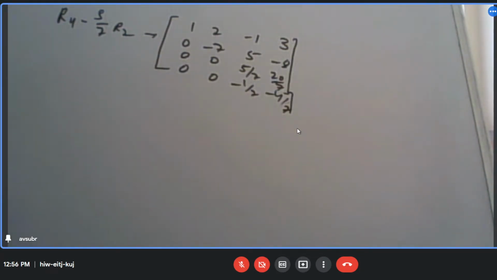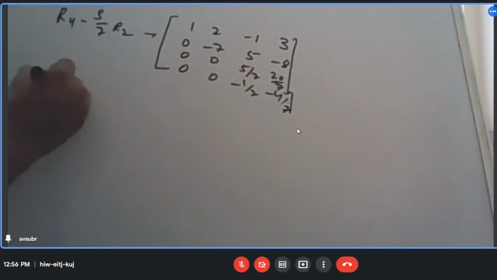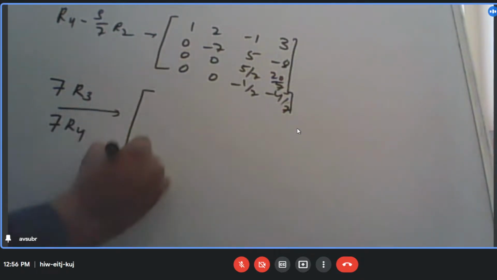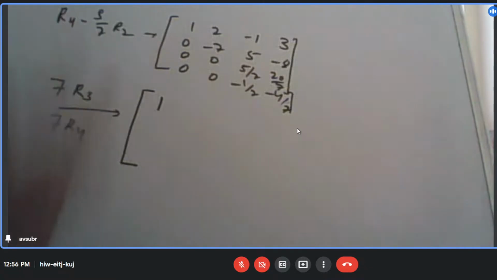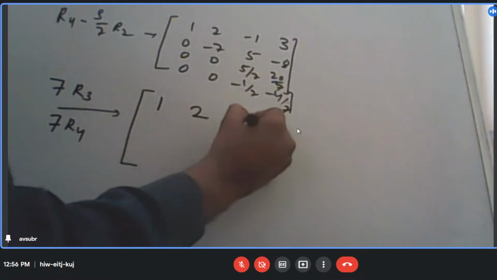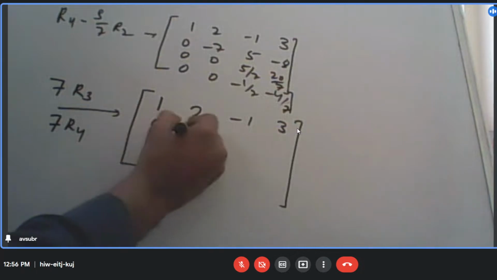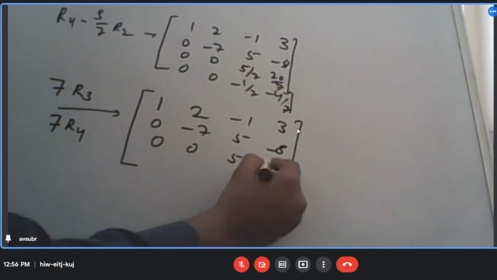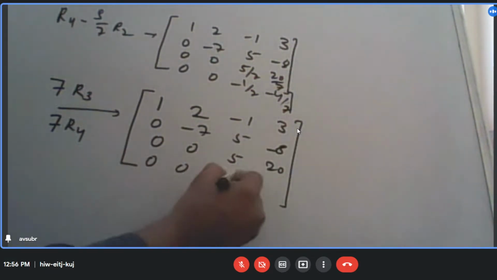ठीक है? Is it okay? Yes, sir. All right. So we have got this. Now what we will do is multiply R3 by 7 and R4 by 7. These two operations we will do so that this 7 will be removed. So 1, 2, minus 1, 3. 0, minus 7, 5, minus 8. 0, 0, 5, 20 and 0, 0, minus 1, minus 4.